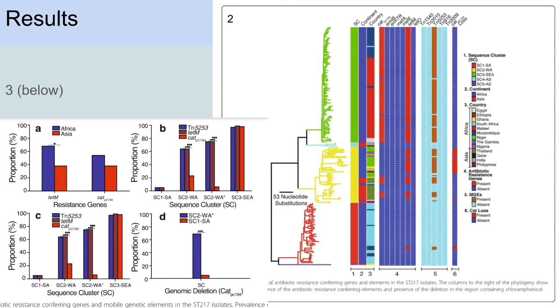Then in B, C, and D, those are all by sequence cluster. In B and C, it's looking at sequence clusters and other antibiotic resistance genes or elements. And then in D, it's looking at a deletion of a certain antibiotic resistance gene to see if those are similar or if they're different based on the region or sequence cluster.